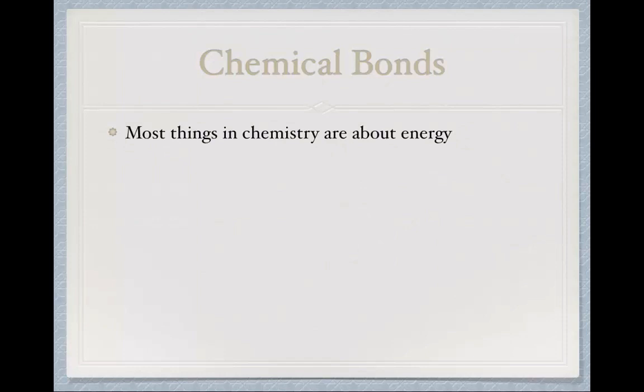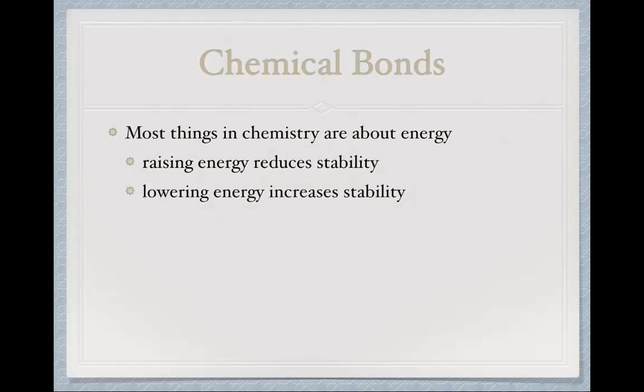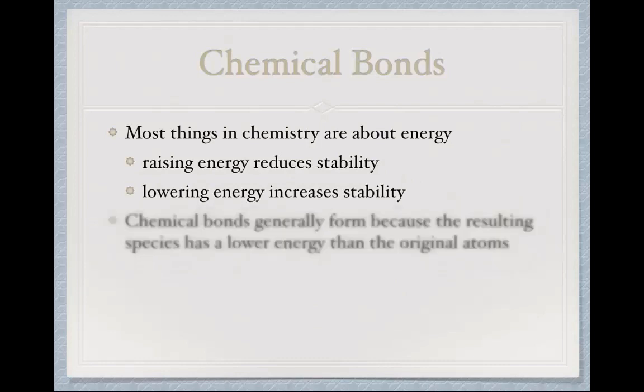Now, chemical bonds, if we take a look at that, most things that we do in chemistry, the reasons why things happen, why reactions happen, why things bond together, are pretty much always about energy. And any time that we're raising the energy of a system, we're reducing its stability. And conversely, when we lower energy, we are generally increasing stability. Now, chemical bonds form usually because the resulting species after atoms have bonded has a lower energy than what the original atoms had individually.